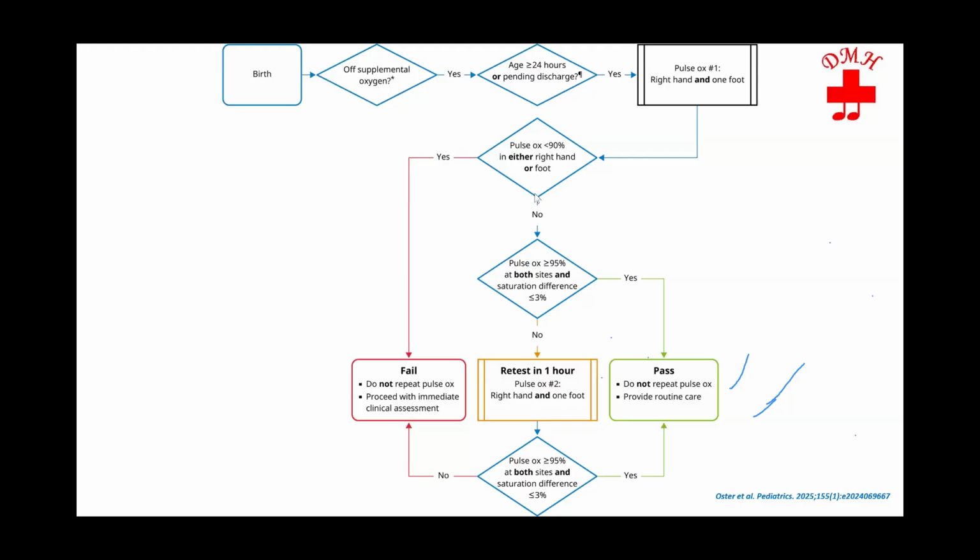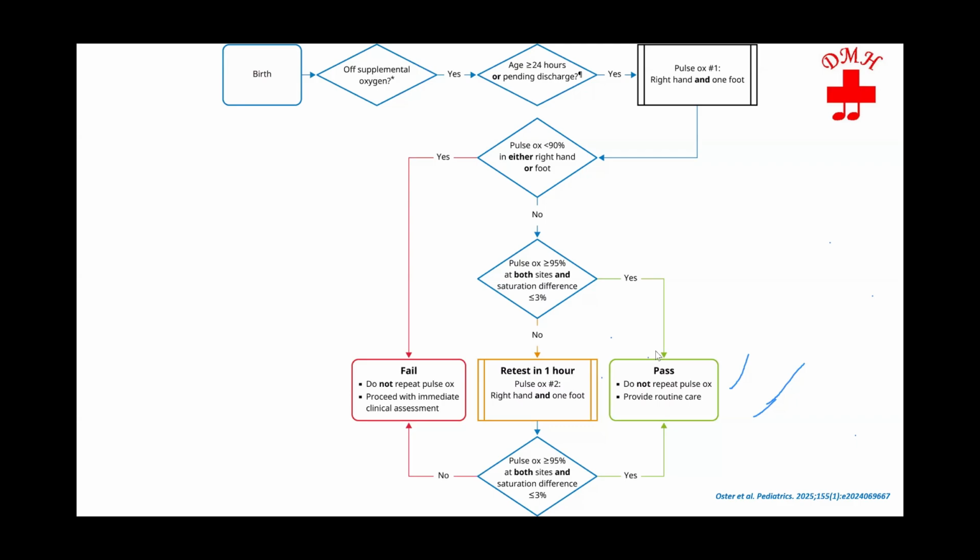If the saturations are more than 95% and the difference between pre and post ductal saturation is less than 3%, then it is a pass. There is no repeat evaluation needed, and this baby goes for routine care. However, if the baby does not clearly fail or pass, and has saturations more than 95 but the difference does not satisfy these two criteria, then we need to retest the baby after an hour. And if the findings persist, then the baby goes for evaluation.